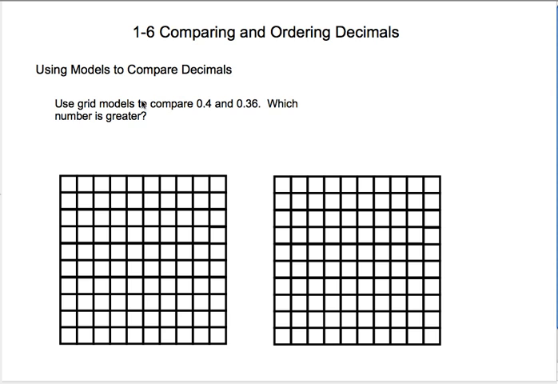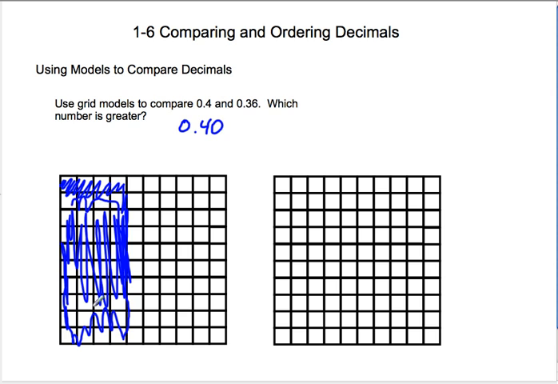For instance, in this case, I'll be comparing 0.4 and 0.36. As you know, 0.4 is another way of saying 0.40, since these grids are 10 by 10, or 100. 0.4 or 40 hundredths would be like shading 40 out of 100 of these spaces, something like that. And then 0.36 would be like shading 36 out of 100.